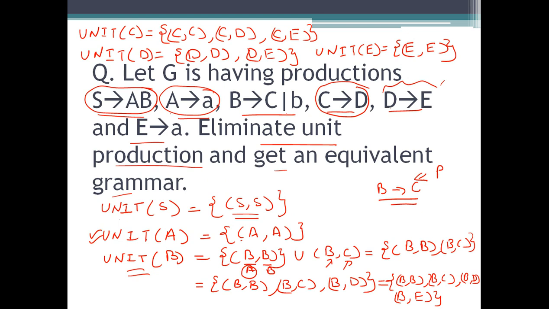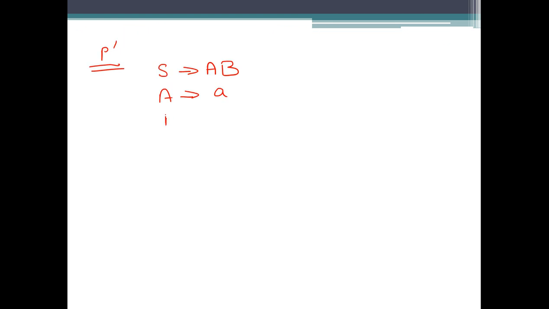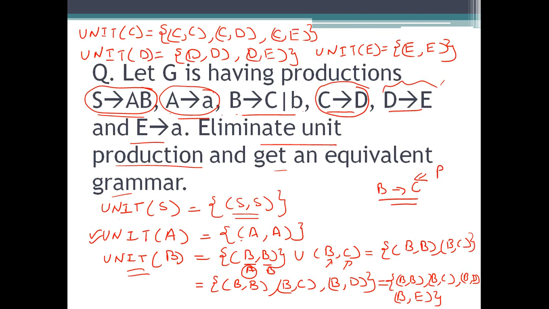Next, B is rewritten as B. Non-unit production we have to keep, so B is rewritten as B will be kept. Now just consider this production: B is rewritten as C. This production we are going to remove. C is rewritten as D, we are going to remove this. D is rewritten as E, we are going to remove this.